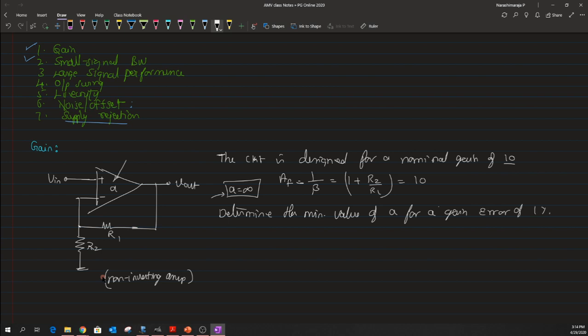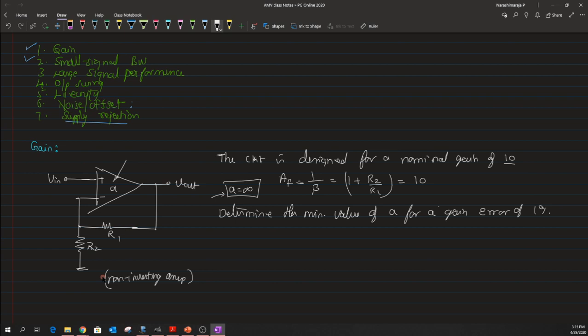Now what is this all about? A designer needs a kind of circuit, which is the non-inverting amplifier configuration, and he needs a gain of 10, but he can have an error value of 1% out of this 10.